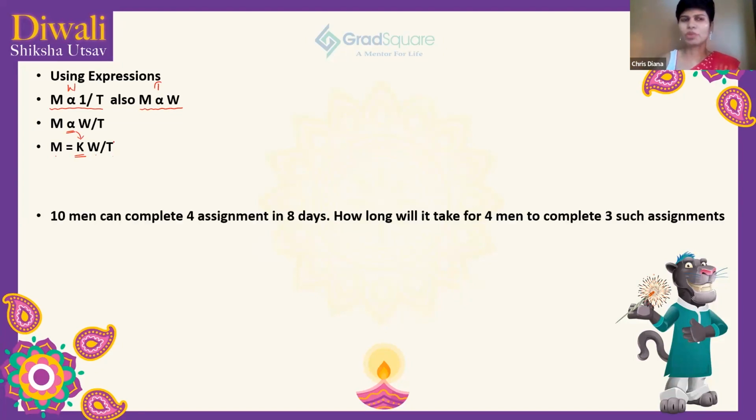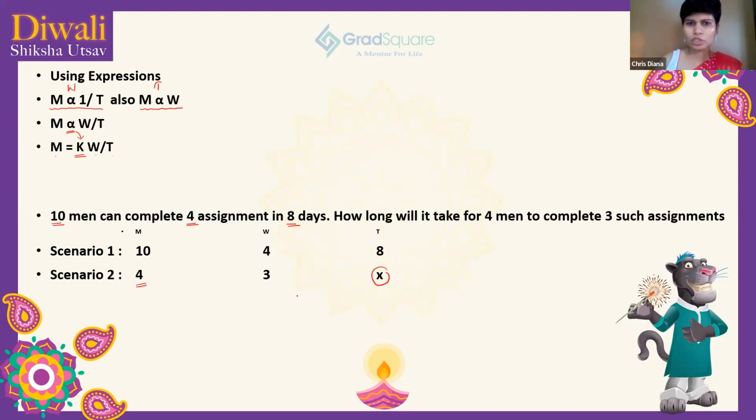So now let's take the same question that we saw before. The three parameters are men, work, and time. In the first scenario, they've given 10 men can complete 4 assignments in 8 days. I have just taken down the data as it is. And in the second scenario, they've asked how long it will take for 4 men to complete 3 such assignments. Now, I'll have 2 scenarios. This is M, W, and T. So this is going to be M1, W1, and T1.